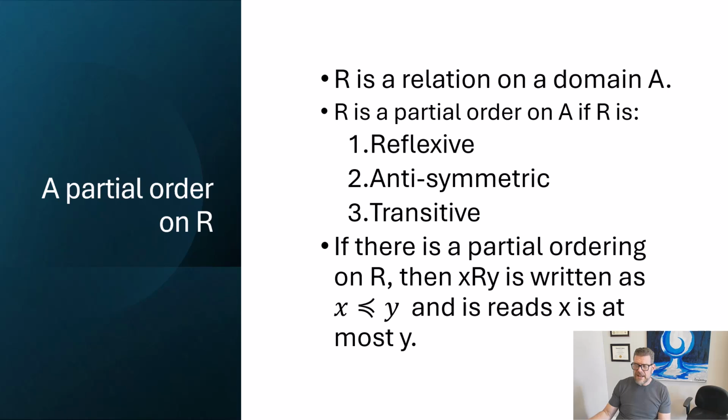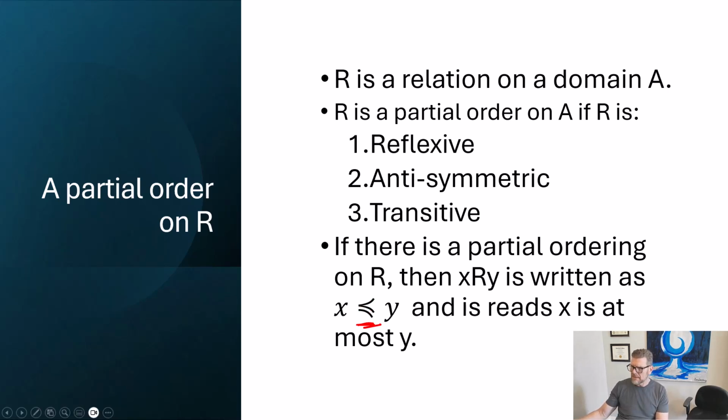We define the relation R on our domain A. To be a partial order, we have to have three properties. One, it has to be reflexive. Two, the relation has to be antisymmetric. And three, the relation has to be transitive. Now, if there's a partial ordering on R, we write x R y with this symbol right here, and we say that x is at most y. So when we hear the phrase x is at most y, we're thinking of a little curvy less than or equal to sign.